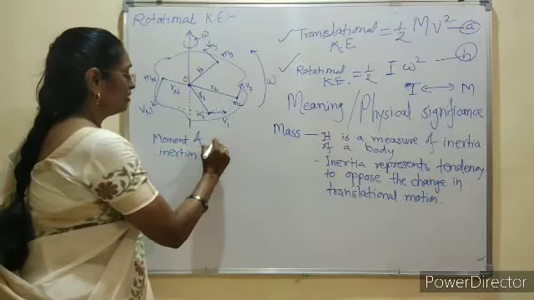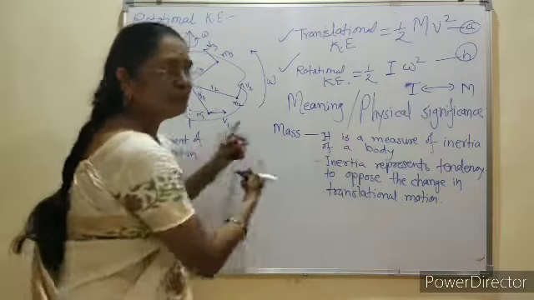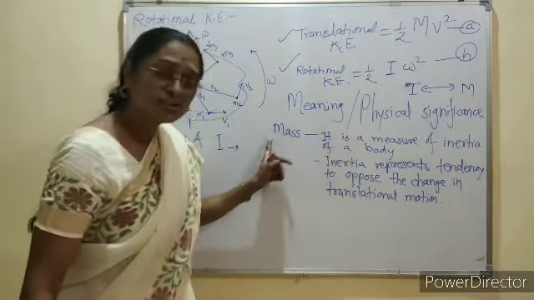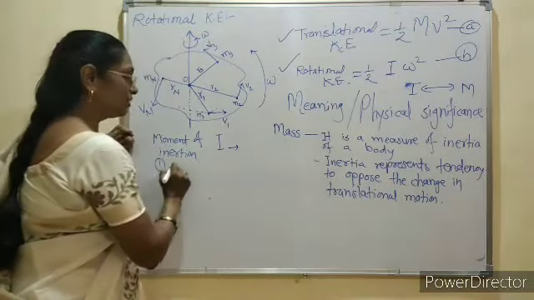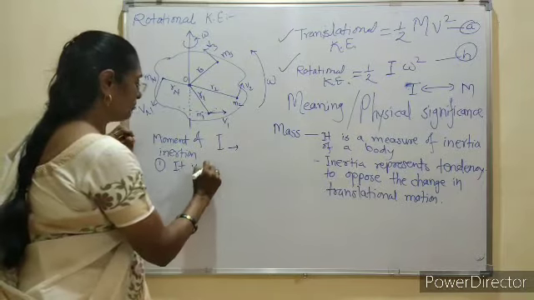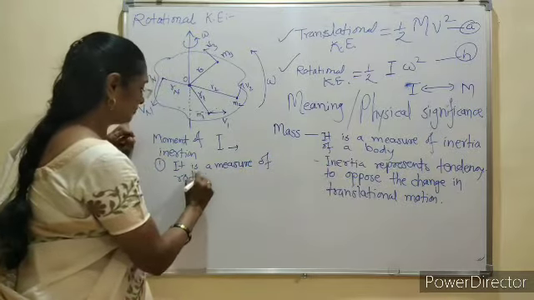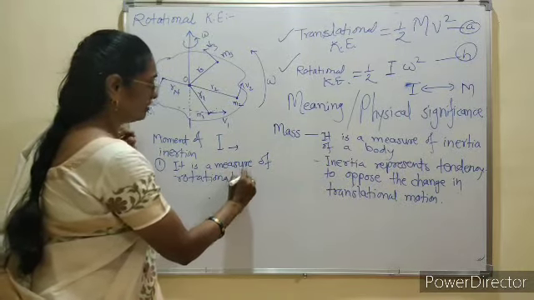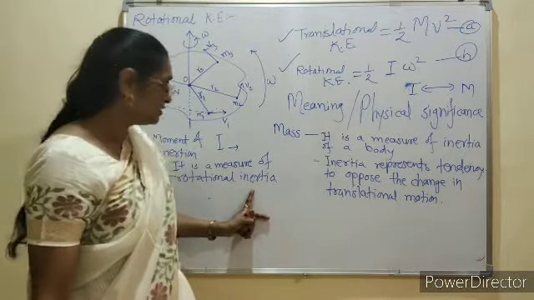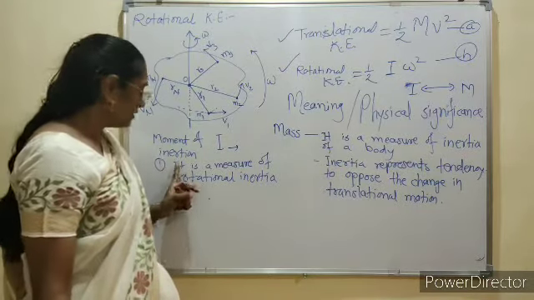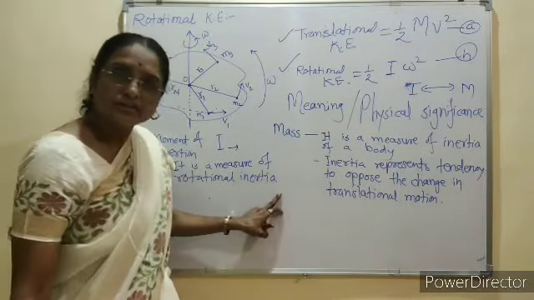Moment of inertia is denoted by I. Similarly, we write a similar sentence here. It is a measure of rotational inertia. Not simply inertia, as it is related to rotational motion, we write its meaning simply: it is a measure of rotational inertia, or it means the rotational inertia.